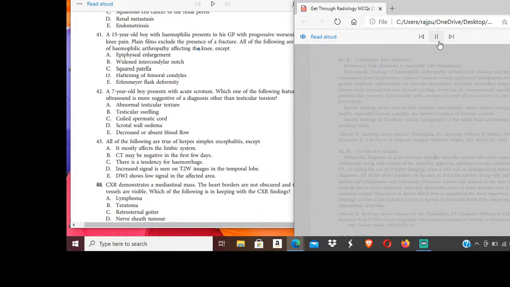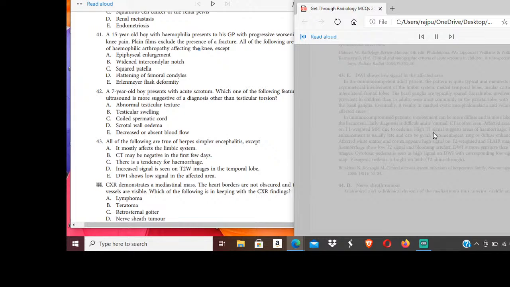In the immunocompetent adult patient, the pattern is quite typical and manifests as bilateral asymmetrical involvement of the limbic system, medial temporal lobes, insular cortices, and inferolateral frontal lobes. The basal ganglia are typically spared. Extralimbic involvement is more prevalent in children than in adults, seen most commonly in the parietal lobe, with sparing of the basal ganglia. Eventually, it results in marked cystic encephalomalacia and volume loss in affected areas. In immunocompromised patients, involvement can be more diffuse and is more likely to involve the brainstem.